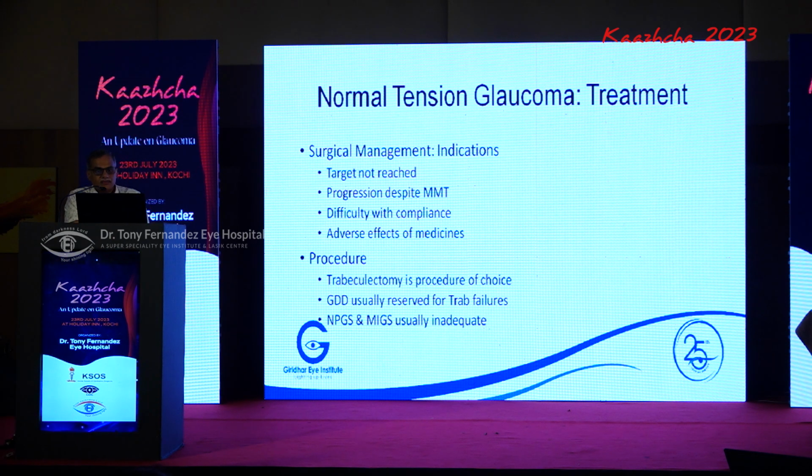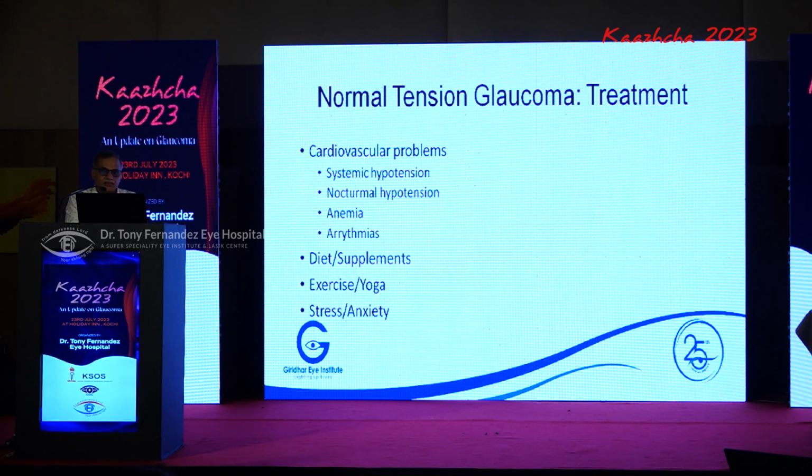Surgical indications are when the target is not reached and there is progression despite maximal medical therapy, there is difficulty in compliance, or there are adverse effects to medicines. Trabeculectomy is the procedure of choice. Drainage devices are usually reserved for the next step, and MIGS is usually similar to laser trabeculoplasty. You can reduce the number of medications. Probably you can try that out. Now in normal tension glaucoma, other factors also you have to give some importance, like cardiovascular problems.